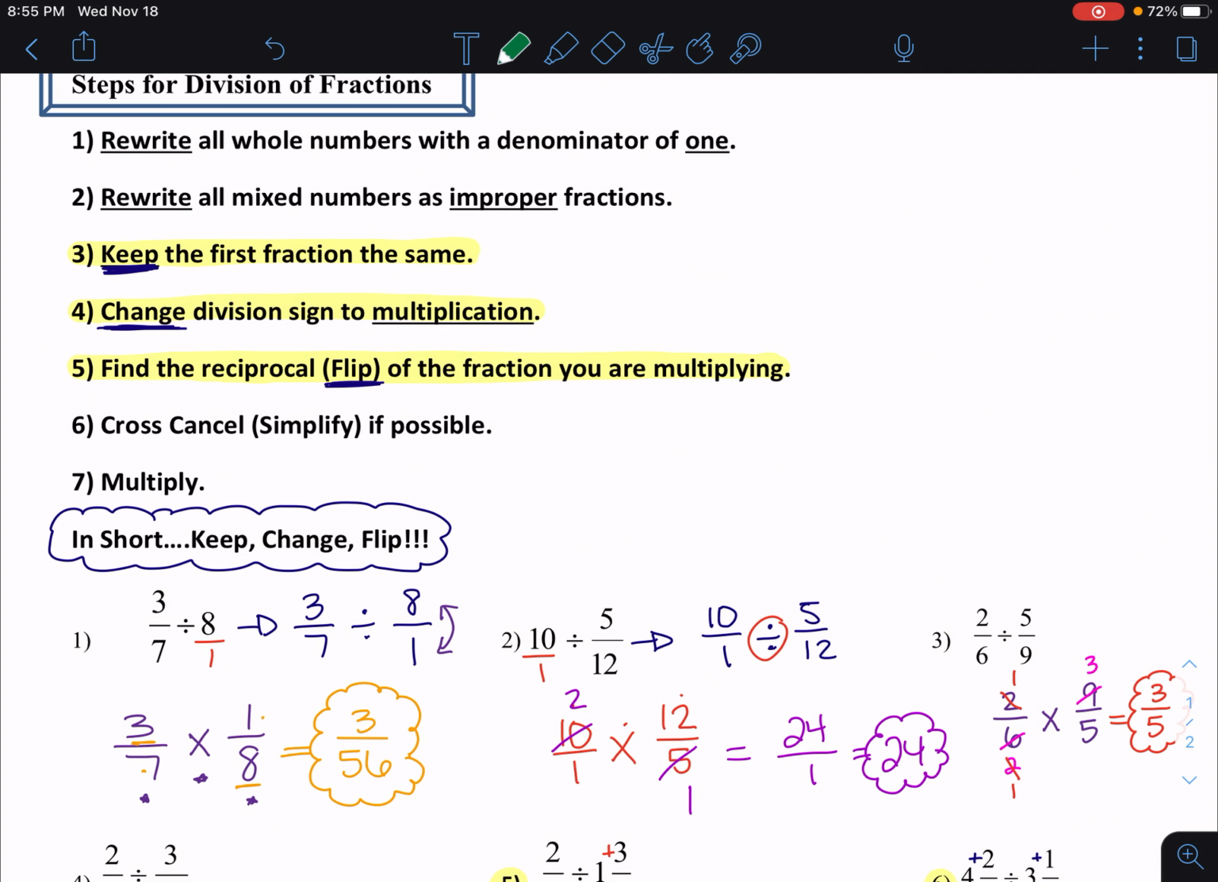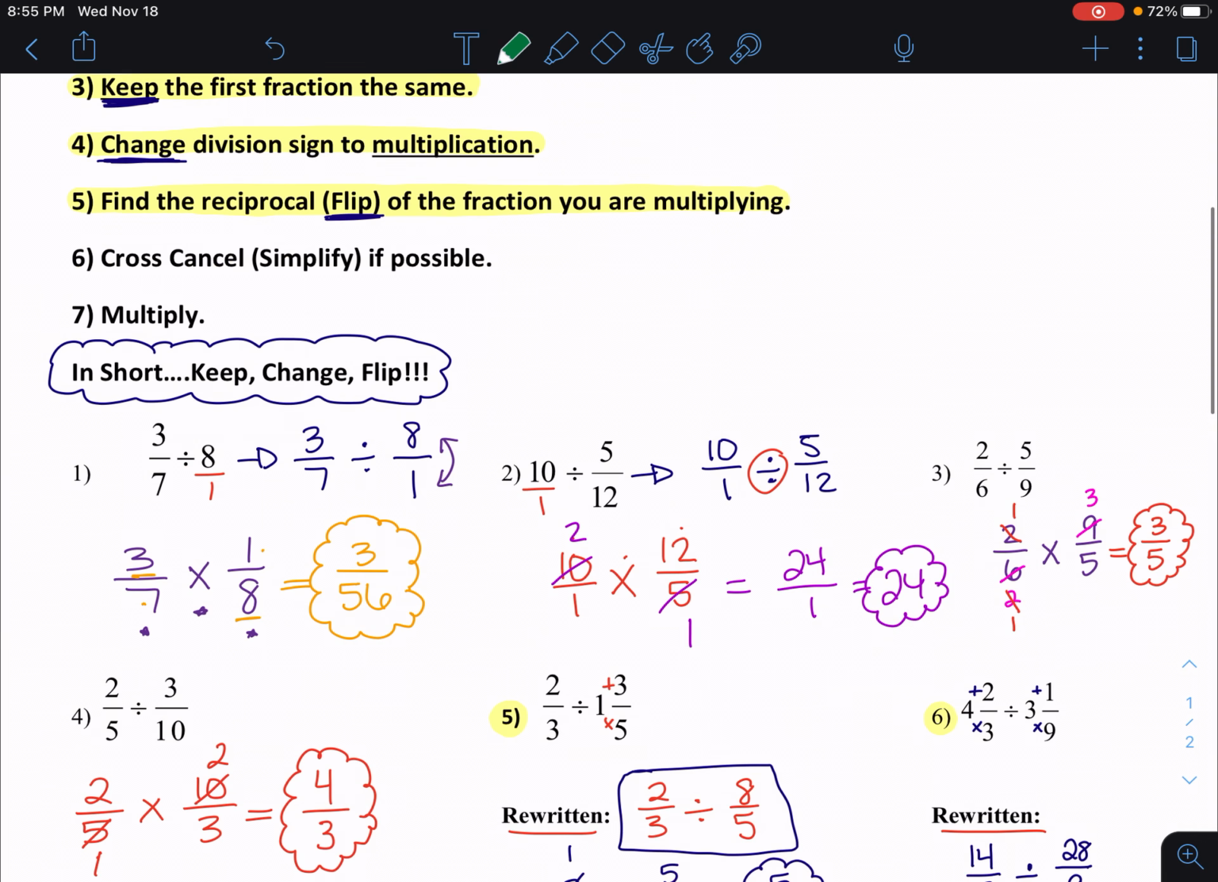You're going to get rid of all the mixed numbers by writing them as improper fractions. You're going to rewrite all the whole numbers with the denominator of 1, so make everything into a fraction. Then you are going to keep, change, flip. Keep the first fraction the same, change the division sign to multiplication, and then flip the fraction that you are dividing by. So that's the second fraction. Use your cross canceling. Okay, and then you're going to finish your multiplication. When you finish all of your cross canceling, it should be in simplest form. If you're not in simplest form when you're done multiplying, just finish that last step and get it into simplest form.